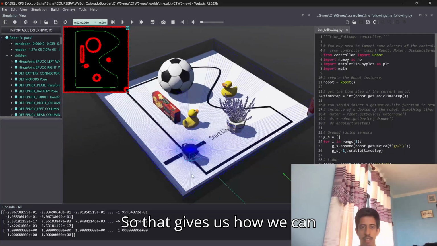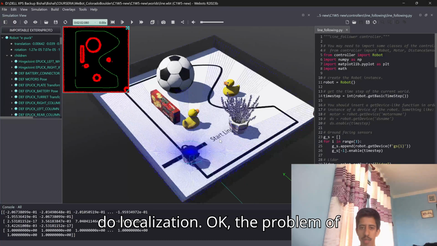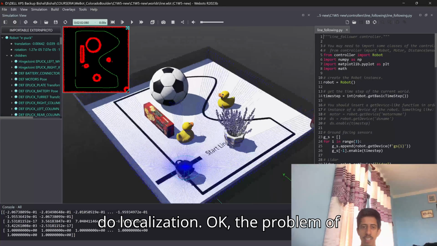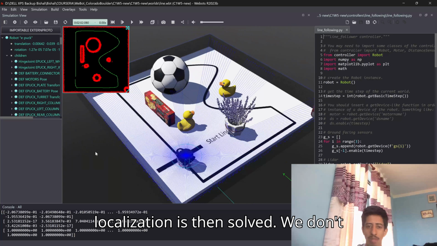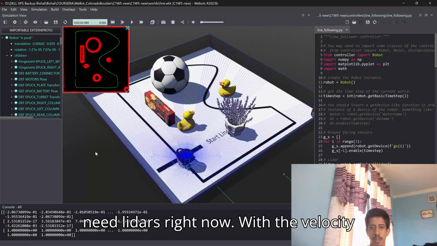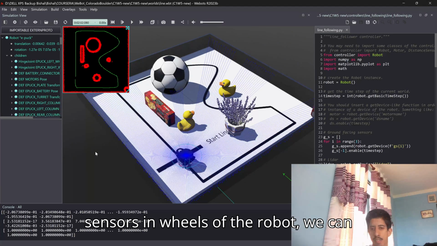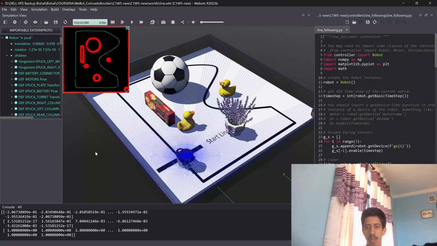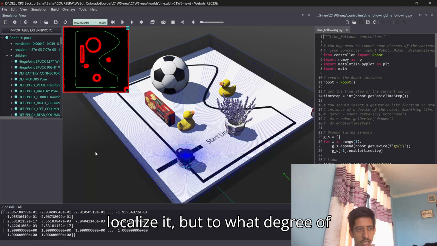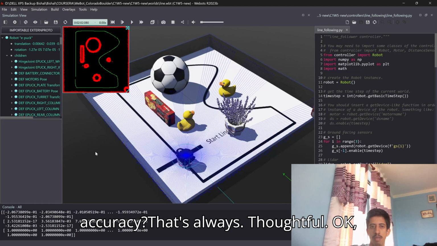So that gives us how we can do localization. Okay, the problem of localization is then solved. We don't need LiDARs right now. With the velocity sensors in the wheels of the robot, we can localize it. But to what degree of accuracy, that's always doubtful.